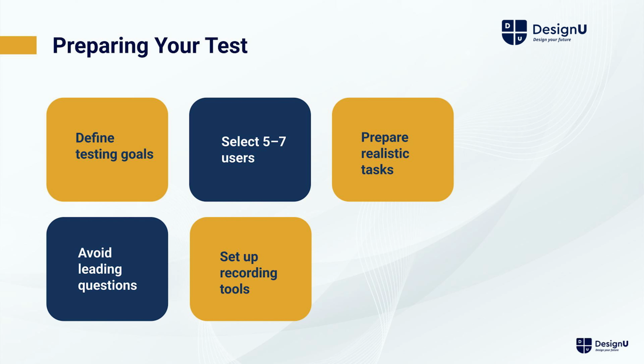Next thing you do is select your users. So you select between 5 to 7 users that you would use for this usability test. Then you prepare realistic tasks for these users to go through. Then you avoid leading questions. So questions that have a definite answer, such as, what did you do today? They will tell you, okay, this is exactly what I did at so point in time.